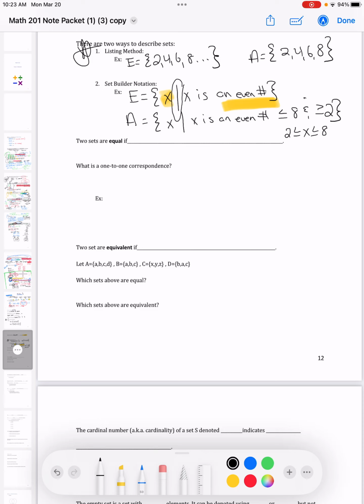Let's continue on with some of these definitions. This next part is kind of an important one, figuring out when sets are equal versus equivalent. So looking down here at this next part. Two sets are equal if they have the exact same elements.